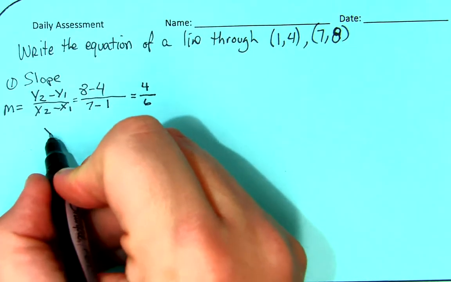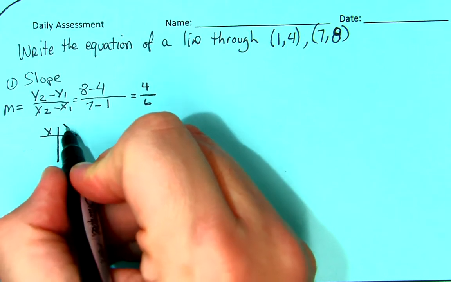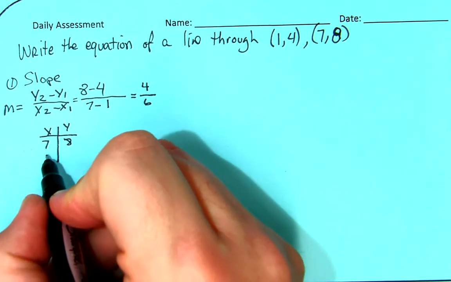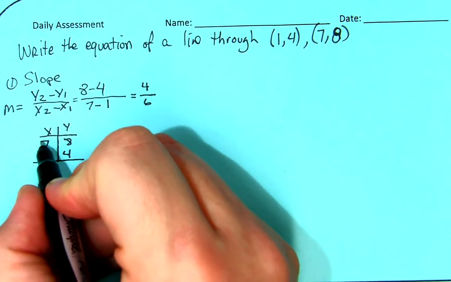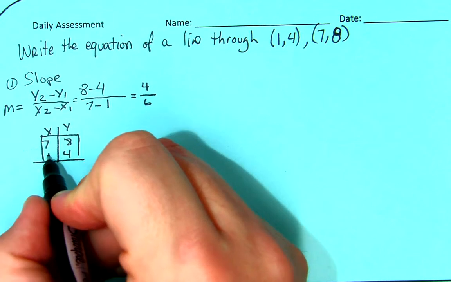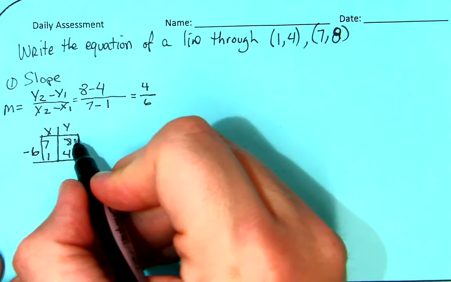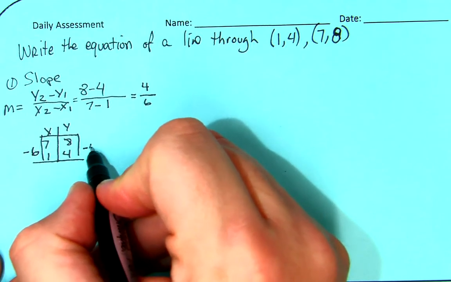Another way you could have done this is use differences in the table of values. Put 7, 8, and 1, 4. Doesn't matter which order you run through. And you ask yourselves, well, from 7 to 1, what do I have to do? The difference is minus 6. From 8 to 4, what's the difference? The difference is minus 4.